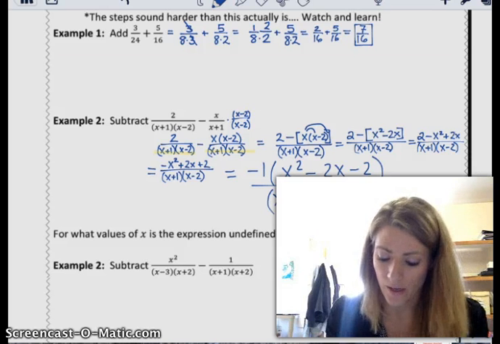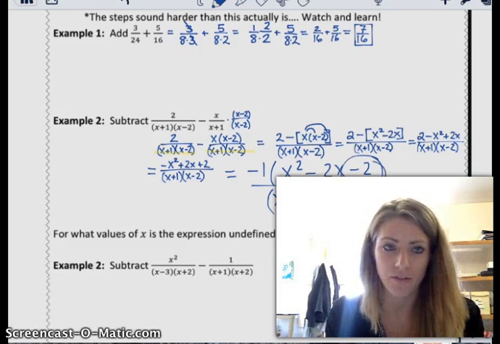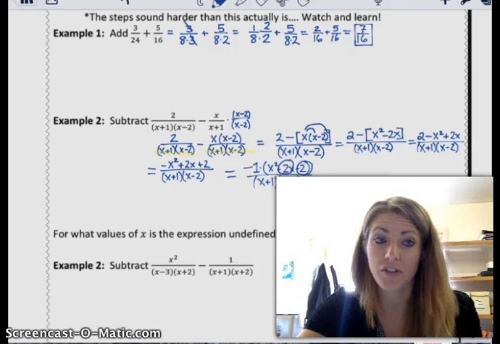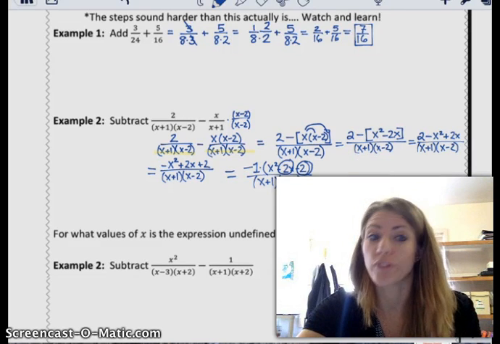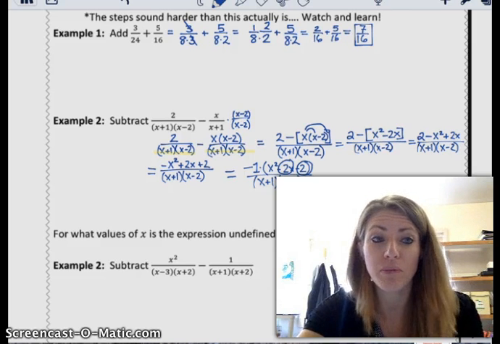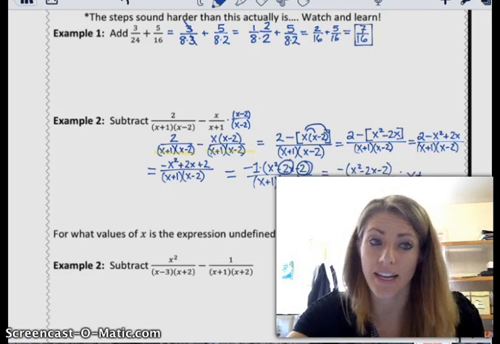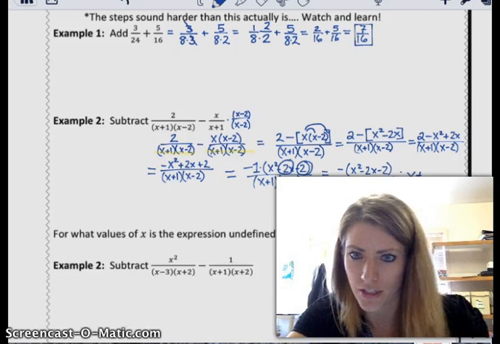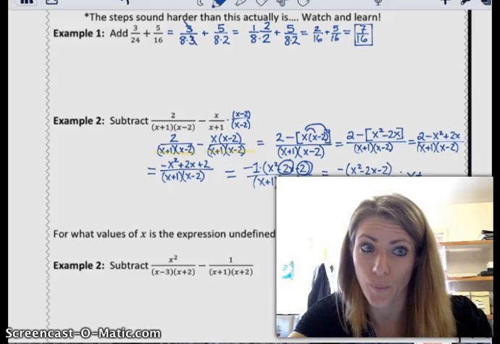And then we want to know, does anything multiply to negative 2 that adds to negative 2? The answer to that question? No. So, that is as simple as it's going to get. And x cannot equal negative 1 or positive 2 because that makes the denominator 0. So, we know that's bad.